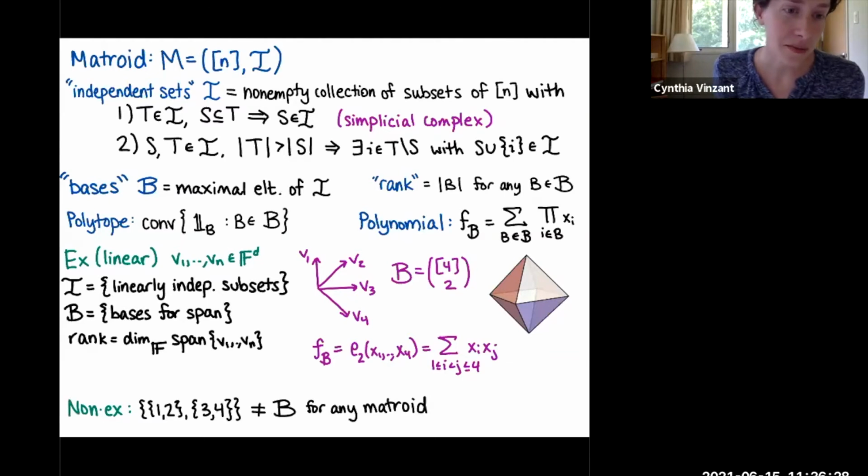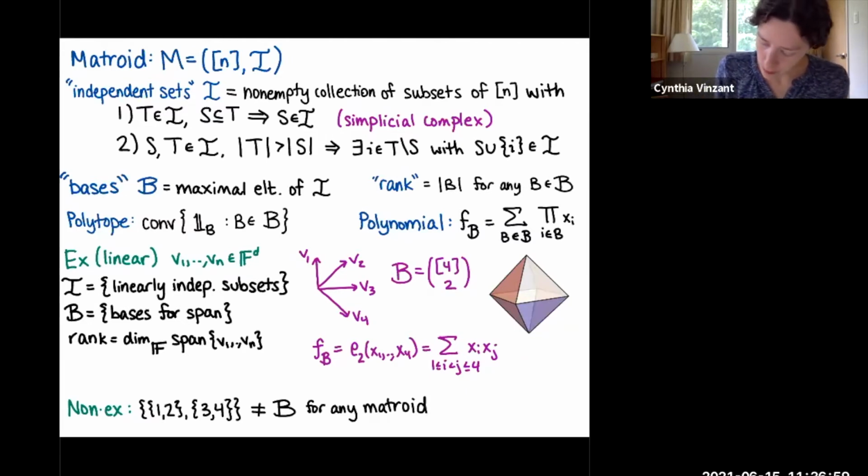And just as a non-example, so many things are not a matroid, but in particular, if I take the collection of subsets 1, 2, and 3, 4, then these will not form the basis for any matroid. I invite you to see how that would contradict this second criterion. Okay, that was a crash course on matroids.